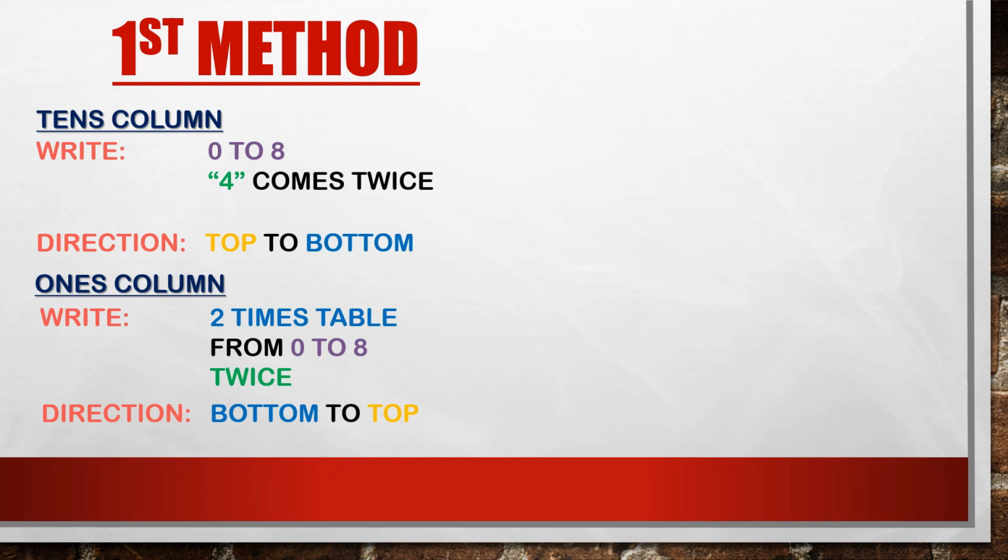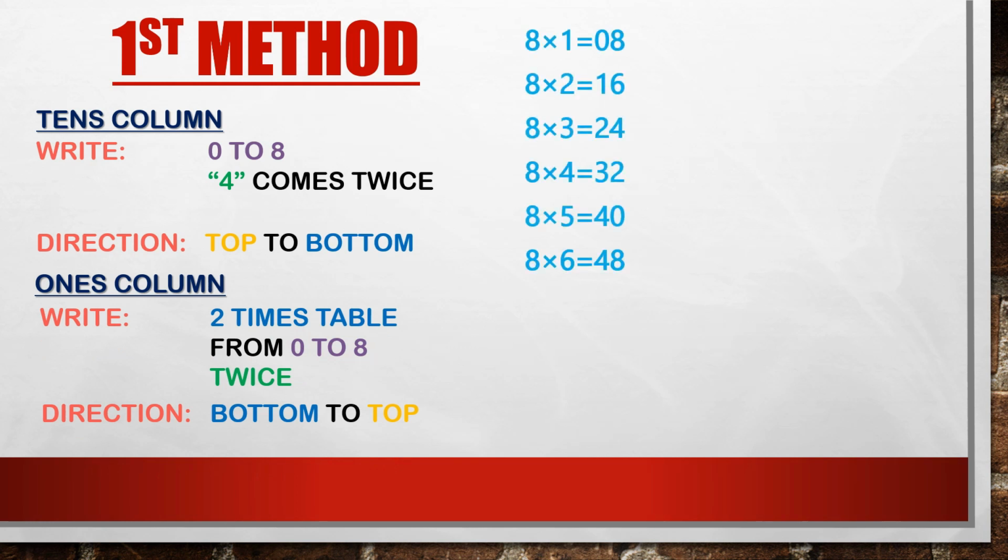Next, for the ones column, you will start from the bottom next to 8 on the right hand side and write the 2 times table from 0 till 8. Once you have written the 2 times table from 0 till 8, repeat it again. Now let's see if it turns out right.